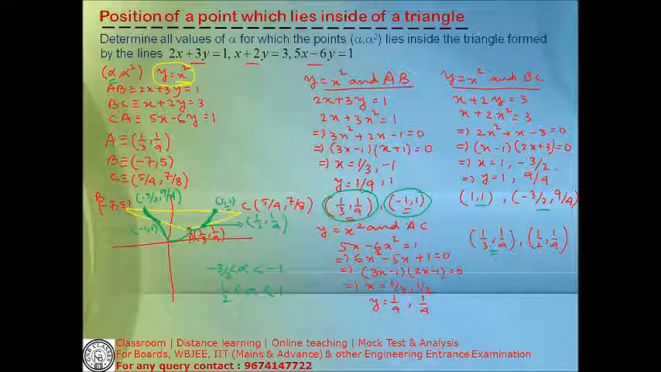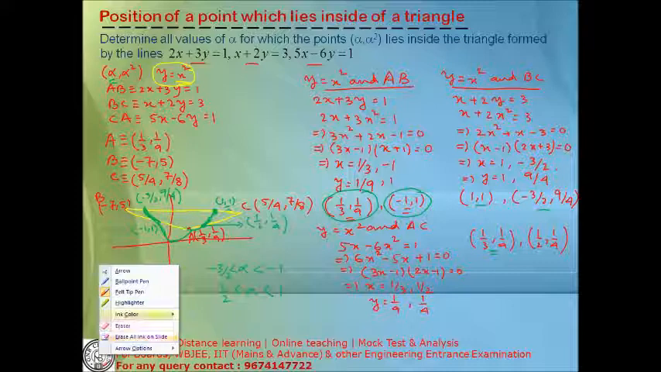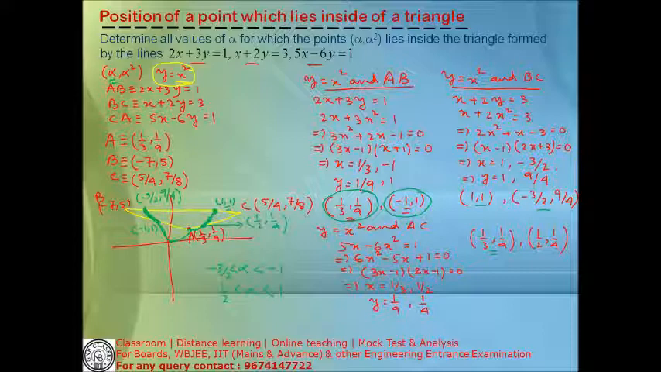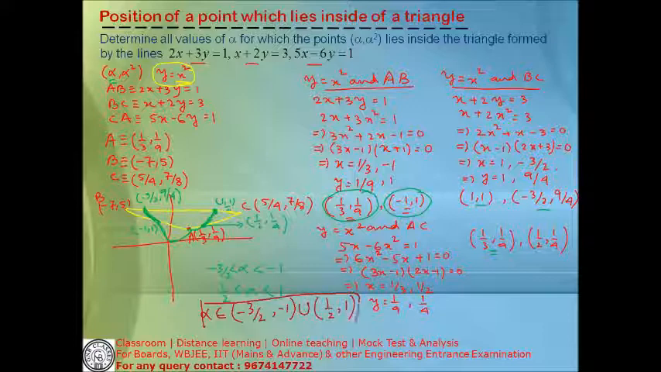Okay. So in one word, let me just change the color of the pen so you will understand it more clearly. So this alpha, in one word we will write that alpha belongs to open interval minus 3 by 2 comma minus 1, or half comma 1. Is this clear? So that is your final answer. So this is how we solve for the points which are inside the triangle. Okay.